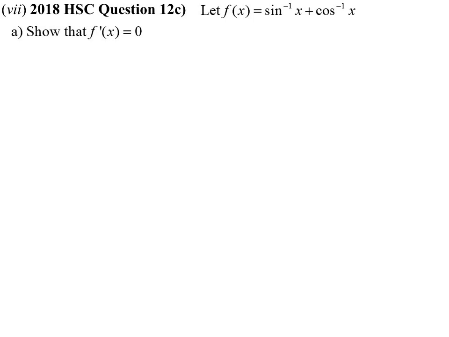We've been told our function is the inverse sine of x plus the inverse cos of x. Okay, that's what we've been told. We have to show that the derivative of this is equal to 0. Well, I'll differentiate. Differentiate inverse sine, I get 1 on the square root of 1 minus x squared. Differentiate inverse cos, we get the same thing but negative. So yeah, they're going to add together to give 0. Nice little gift mark to start off with.